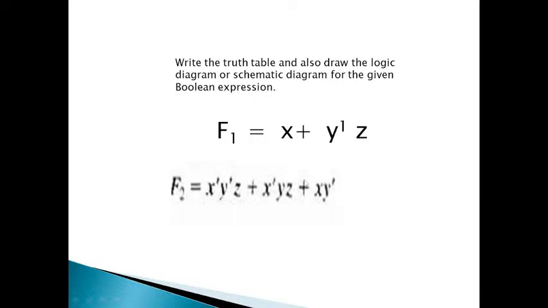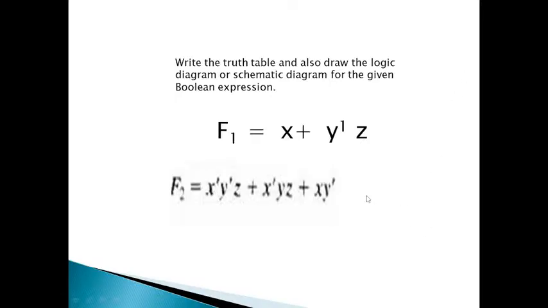So first of all take the 3 inputs X, Y, Z. Next do the X bar, Y bar, Z bar need not require. So X bar, Y bar. Then complete X bar Y bar Z, X bar Y Z, X Y dash also. Then do the OR operation of these 3. Then we will get the F2.